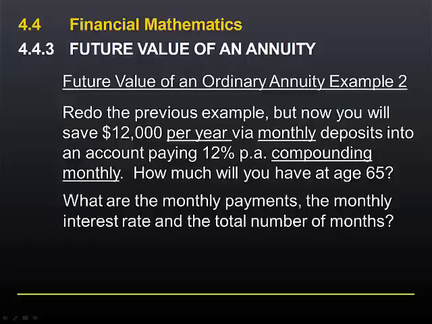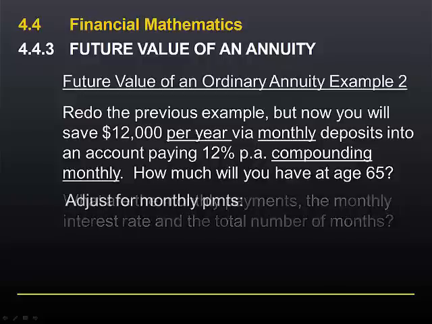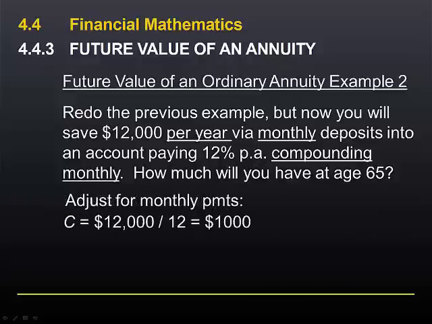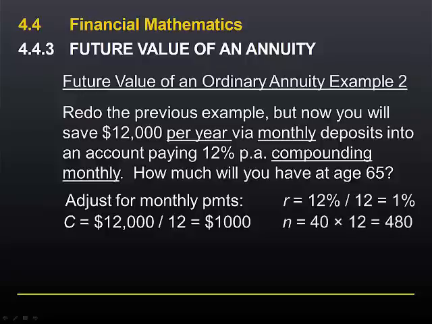So if we're saving $12,000 per year via monthly deposits, what are the monthly payments? What is the monthly interest rate? And what is the total number of months for the entire investment period? The monthly deposit will be $1,000. The monthly interest rate will be 1% or 0.01. And the total number of months is 40 times 12 or 480.